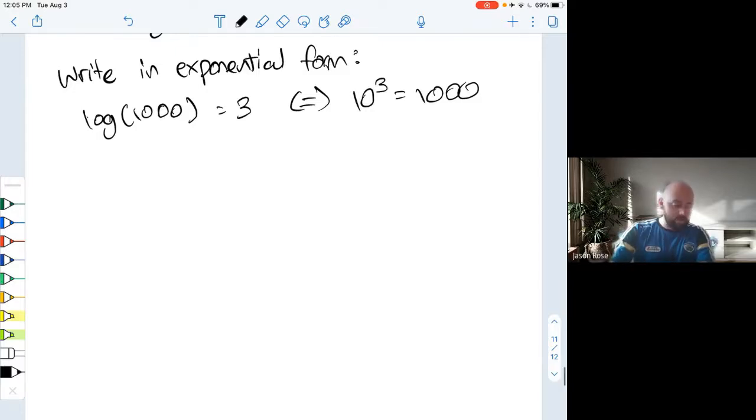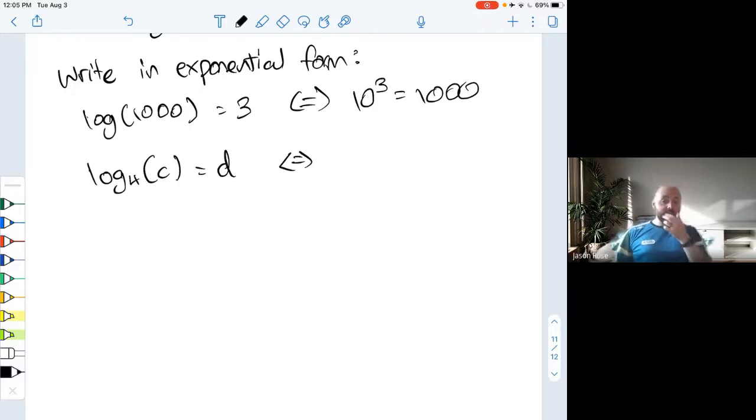Let's say another one. Let's mix up some numbers and letters. Log to the base 4 of c equals d. If I wanted to write that in exponential form, what does that mean in log? What does that mean?